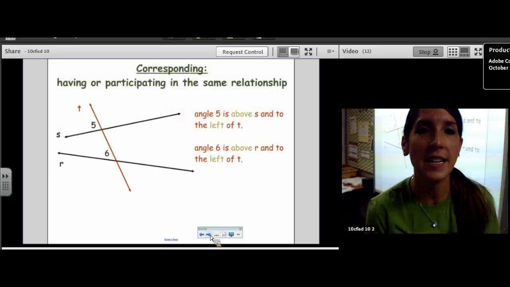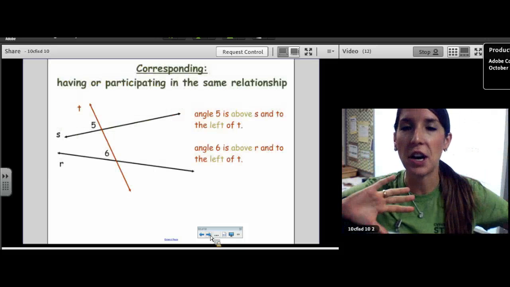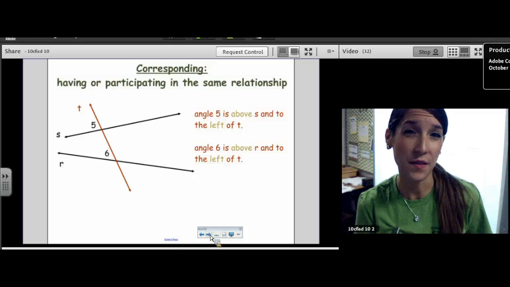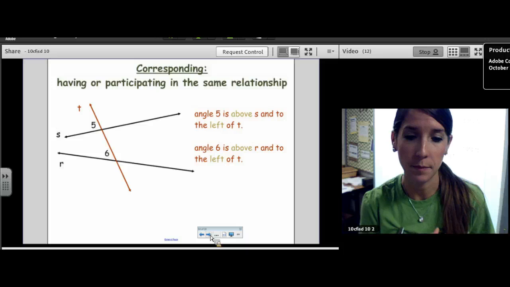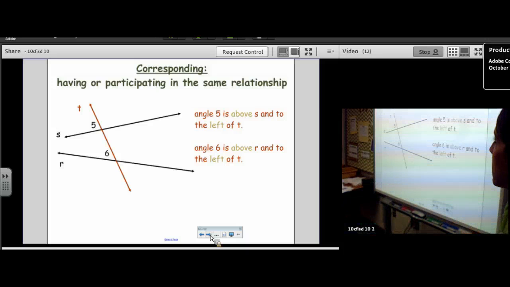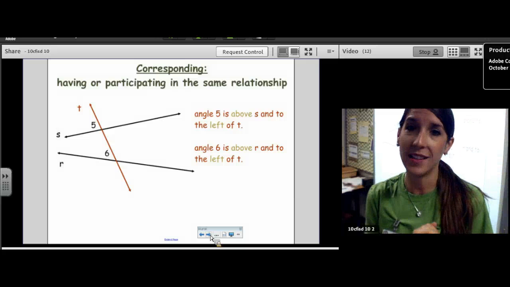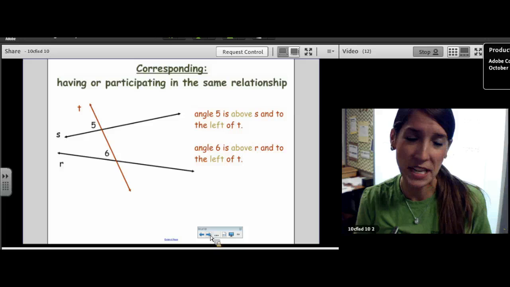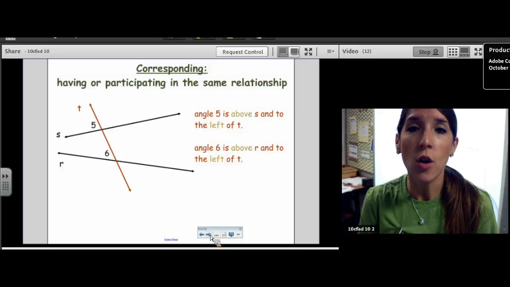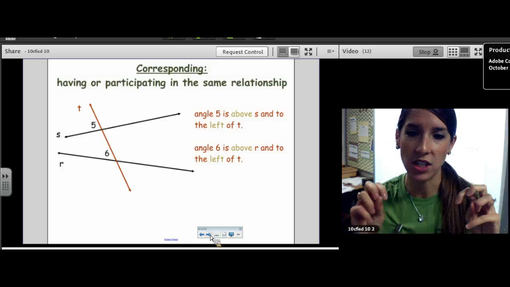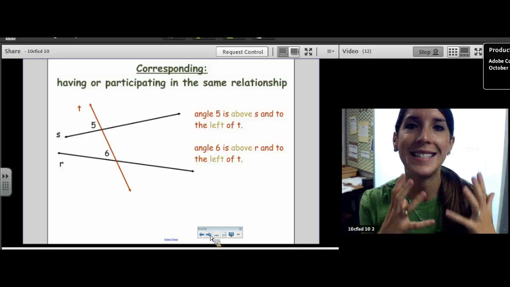The next one, we're going to take a break from alternate and interior and same side and all of that. This word is kind of different. It doesn't fit the formula of the other ones. This word is corresponding. It means having or participating in the same relationship. That's the definition of it in the dictionary, I guess. So, corresponding angles are ones that participate in the same relationship. They have the same position.